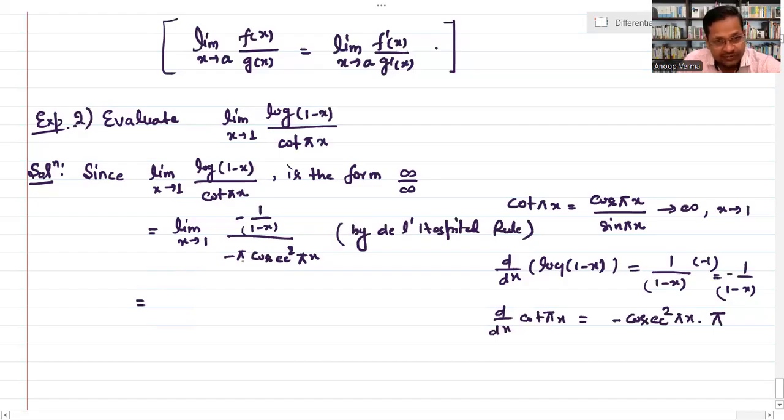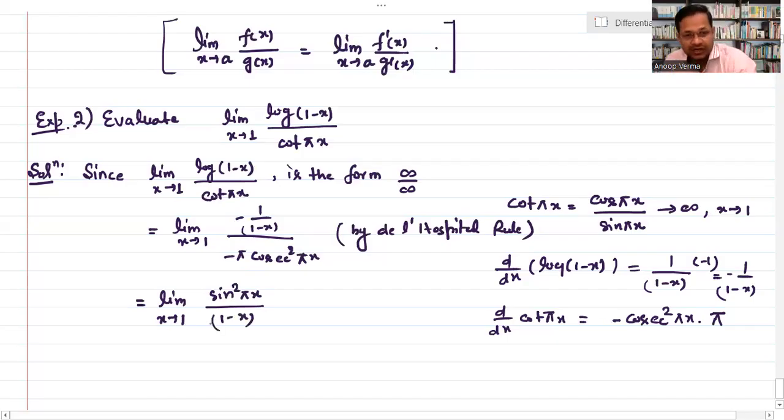Okay, so minus minus cancel हो जाएगा, you will have the limit as x tends to 1, cos x को ऊपर भेज सकते हैं, so it will be sin square pi x, okay, divided by 1 minus x. When you apply x tending to 1, then 1 minus x will be tending to 0, and sin is also tending to 0. So this is now the 0 by 0 form. And you again apply the L'Hospital rule for the 0 by 0 form, you know that.